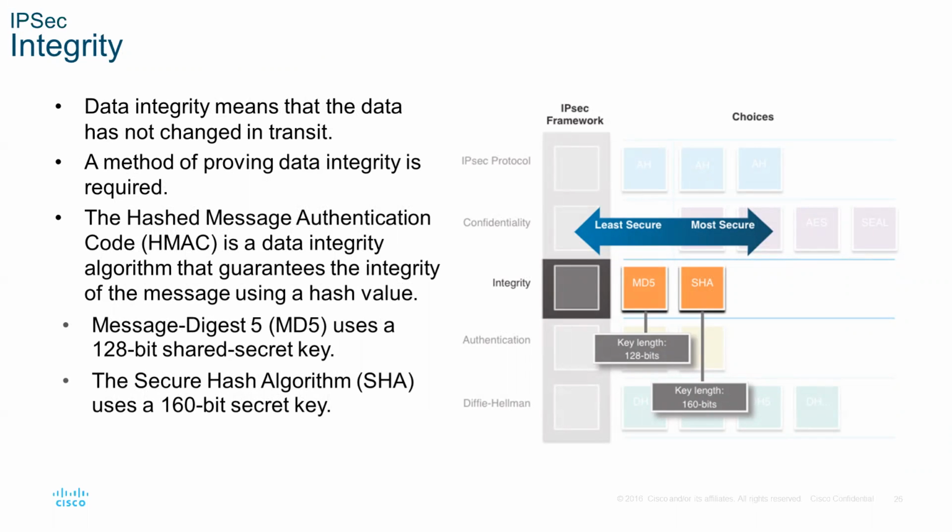Integrity options. This is the hashing algorithm that we use to confirm the payload hasn't been modified. So we can use SHA or MD5. MD5 uses a 128-bit shared secret key. SHA uses a 160-bit secret key. And they're the two key length options that we use in the hash system.